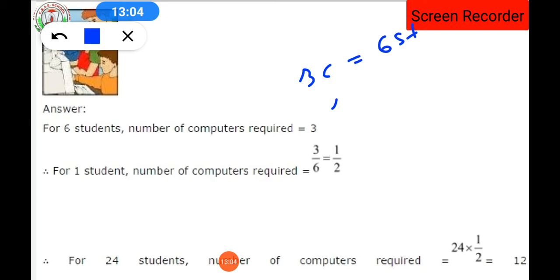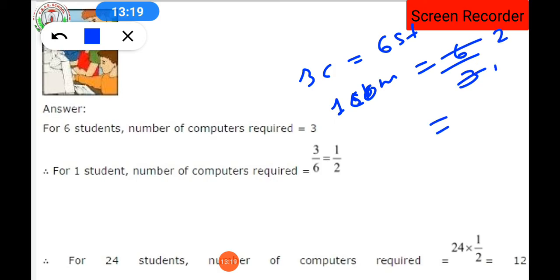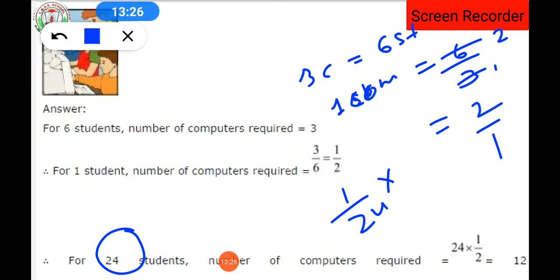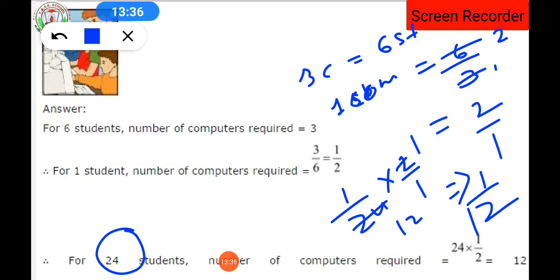That is correct. Now, one student requires how many computers? Or one computer is needed by how many students? For that we are going to divide, isn't it? So what is the answer coming? As we have total number of students as 24, 1 upon 24 will be multiplied with 2 upon 1, isn't it? So that will become how much? 12 ones are 12. So here it will become 1 by 12. Taking the reciprocal of this number, we will get 12.